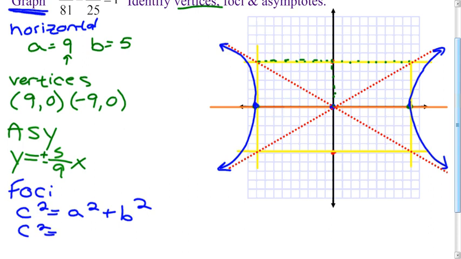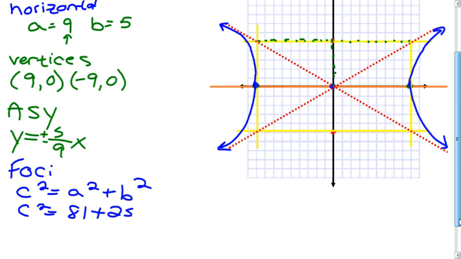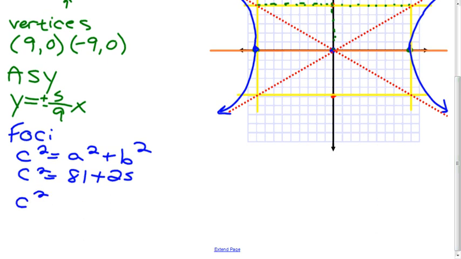So c squared equals a squared, which was 81, plus b squared, which is 25. Therefore, c squared equals 106, which means c is the square root of 106. So that's the distance. The c value, remember, is the distance the foci is from the center, which is why it's only positive. Typically, it'd be plus and minus. However, distance is always positive. So I have to go the square root of 106 over, which you might not know exactly where that is.